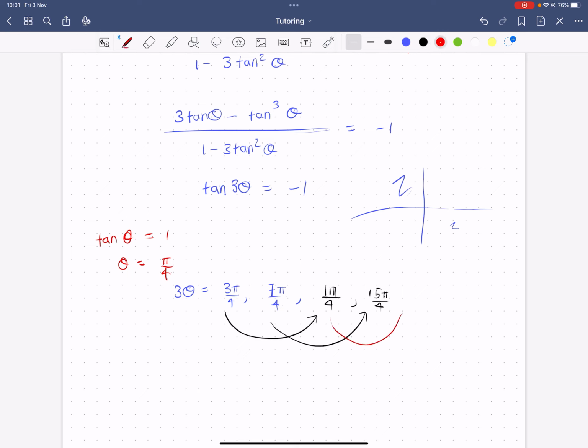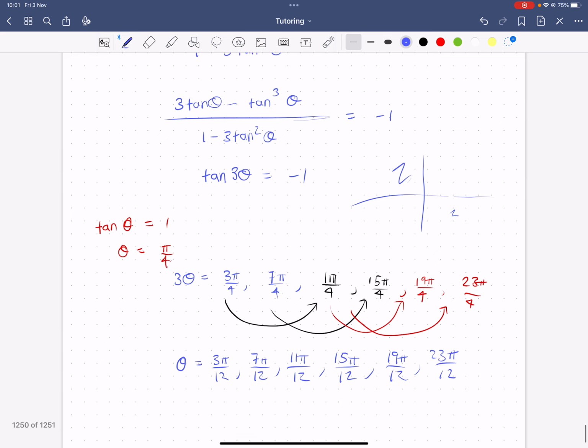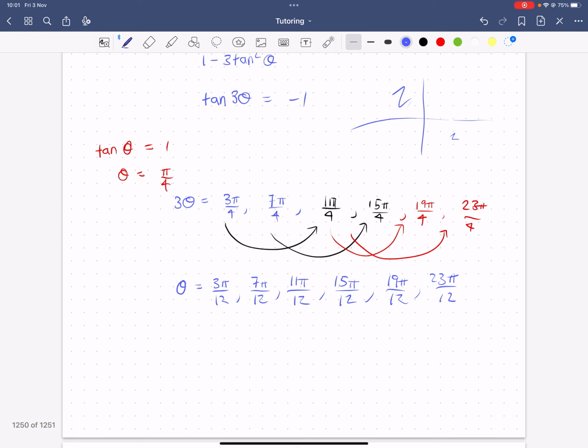And if we then add 2 pi again to both of those solutions, 11 pi on 4 plus 2 pi, we get 19 pi on 4. And 15 pi on 4 plus 2 pi is 23 pi on 4. So those are our values of 3 theta. If we divide by 3, we get theta is 3 pi on 12, 7 pi on 12, 11 pi on 12, 15 pi on 12, 19 pi on 12, and 23 pi on 12. So therefore those are all of our solutions for theta.